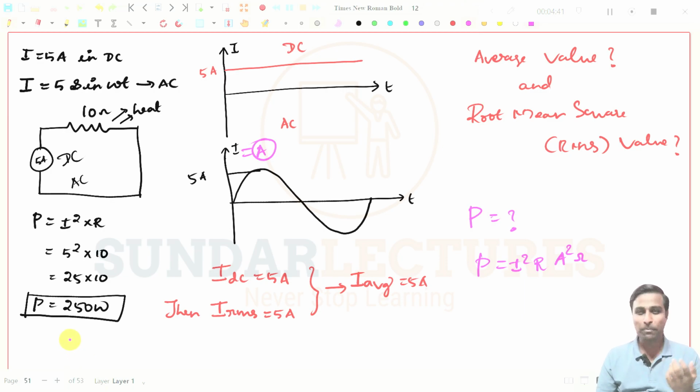But you need power, which will be ampere square ohms. So what you need to do is take the RMS value to get this equivalent power. So we don't need to find I average. That will not give you the exact value of power. We should take the RMS value. Right? How will you take the RMS value?